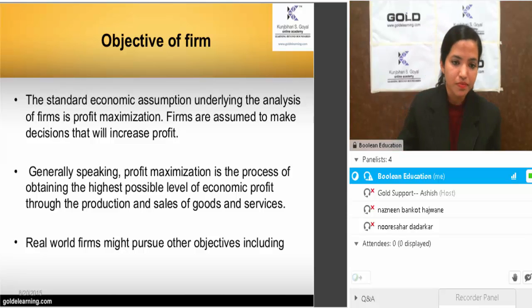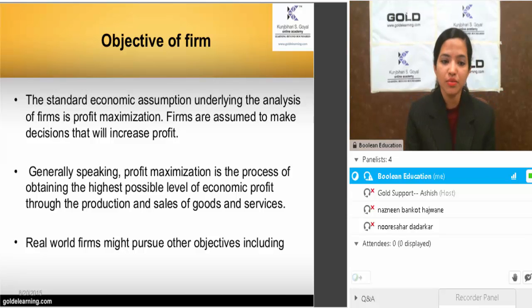continuously fulfill. Profit maximization is the process of obtaining the highest possible level of economic profit through the production and sales of goods and services. Right? So what is profit maximization? आप जितना commodity produce कर रहे हो, जितना आपका output है, उस output से आपको maximum कितना profit मिल सकता है, ये study करना है is profit maximization.